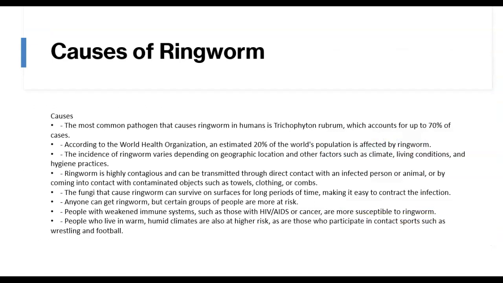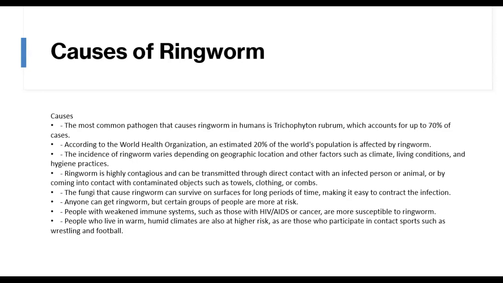The causes of ringworm. The most common pathogen that causes ringworm in humans is Trichophyton rubrum. Trichophyton is a genus of fungi which includes the parasitic varieties that cause tinea, including athlete's foot, ringworm, jock itch, and similar infections of the nail, beard, skin, and scalp. This accounts for up to 70% of cases.